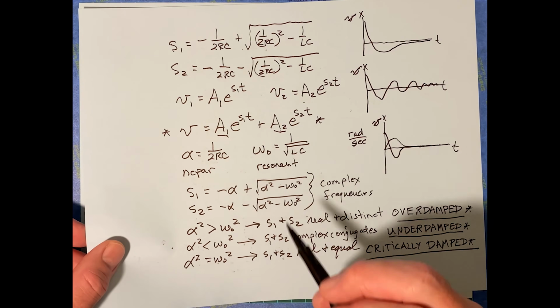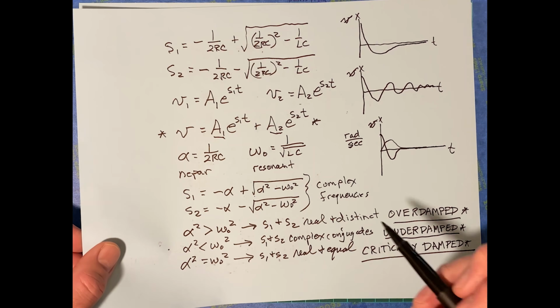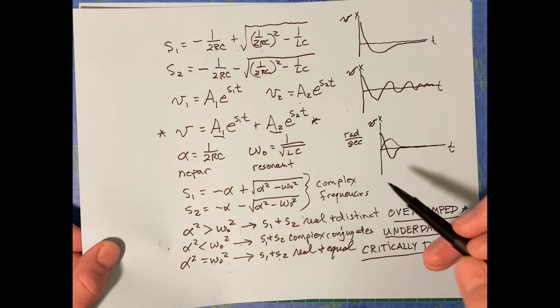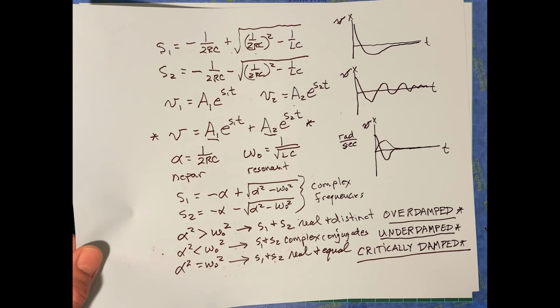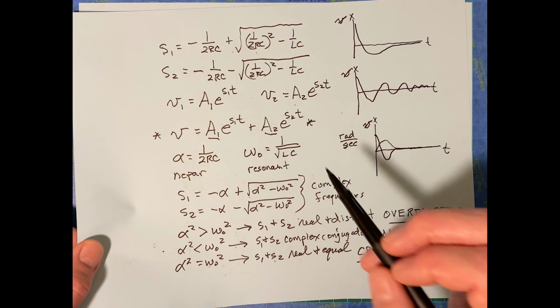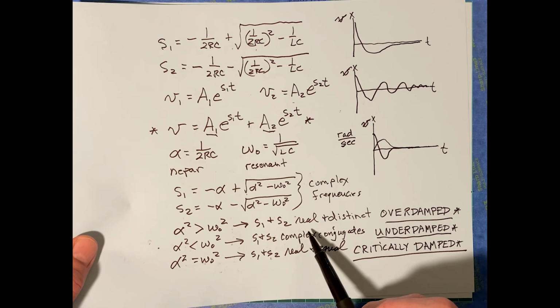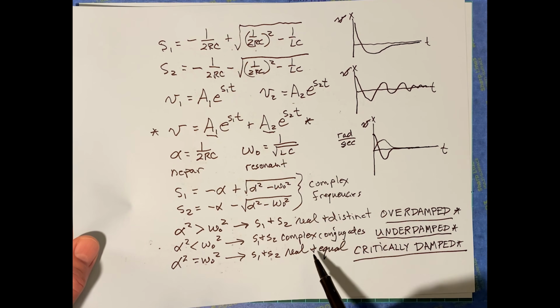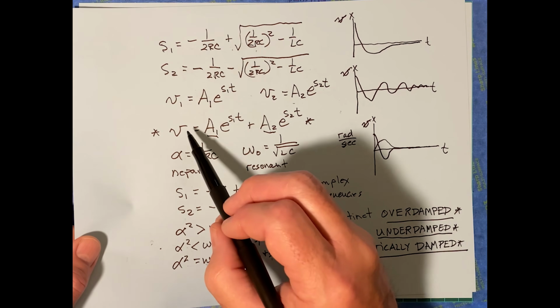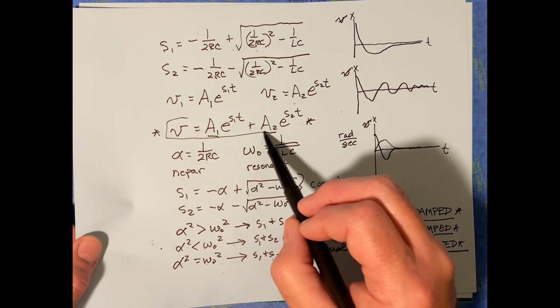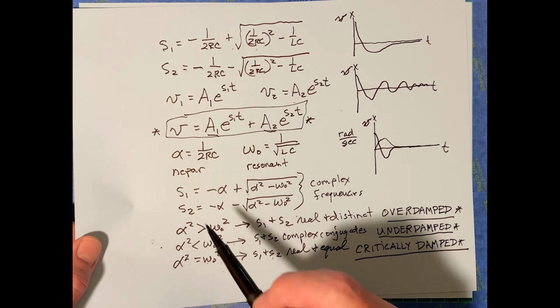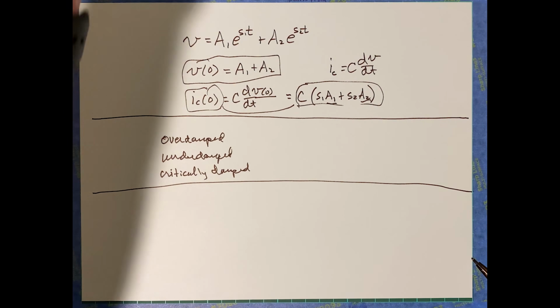And then the form of that solution changes depending upon if we're going to have complex numbers for S1 and S2, or if we're going to have equal values for S1 and S2, or if they're real and distinct values for S1 and S2. So depending upon each of these three cases, this is going to look a little different. And we'll go through that next video.